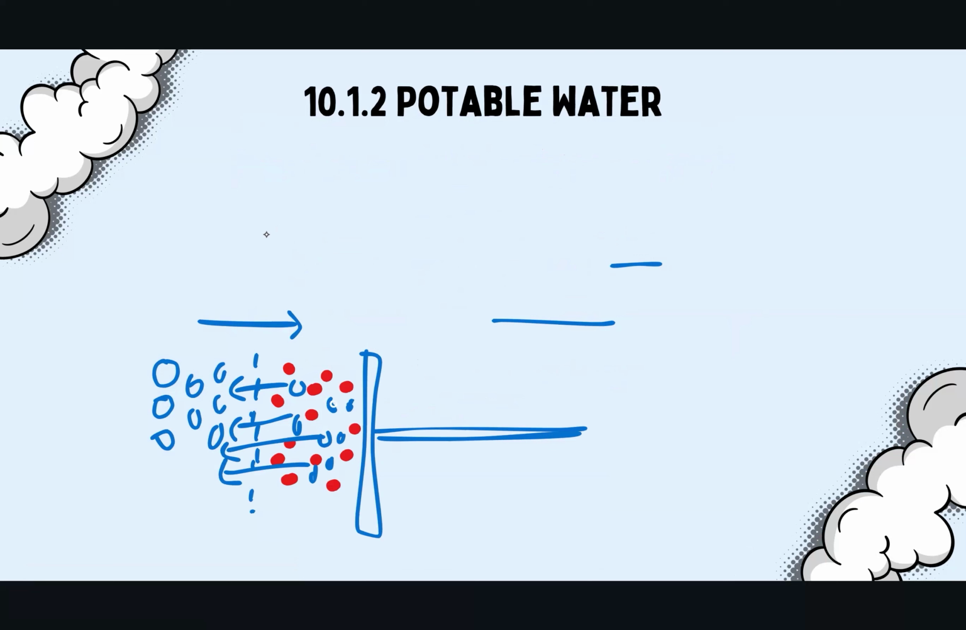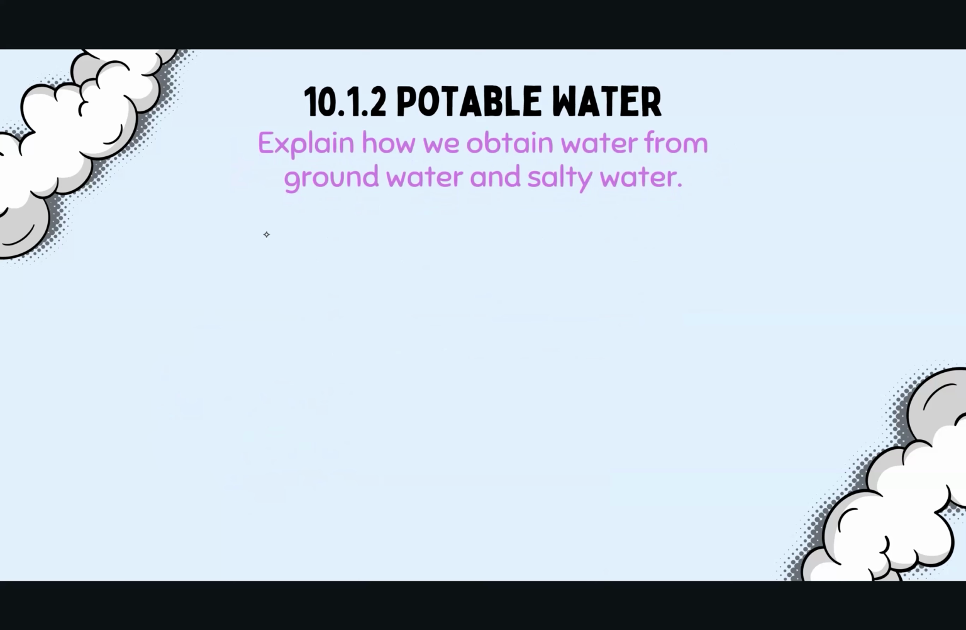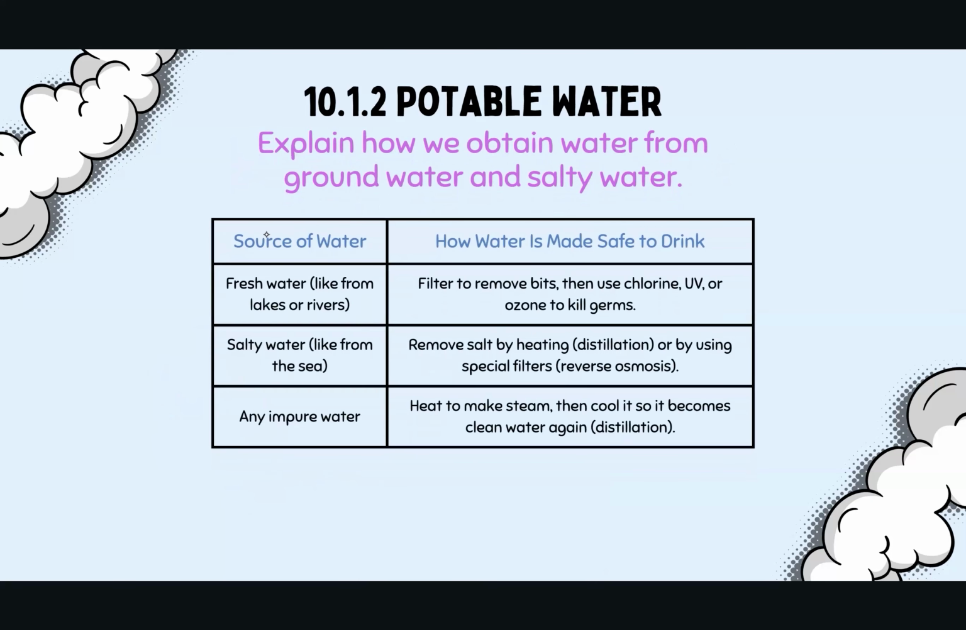So this is reverse osmosis, as in it's going the opposite direction to osmosis, and for that reason it needs energy. And so this is expensive. It's an expensive process. Both are expensive because both need energy. So in fresh water, you filter it, do sedimentation, and then you blast it with some UV or ozone, or add chlorine to kill the germs. With salty water, you do distillation or reverse osmosis. Any impure water, you can just use distillation, heat it up. In some countries, they boil the water just to kill off the germs.